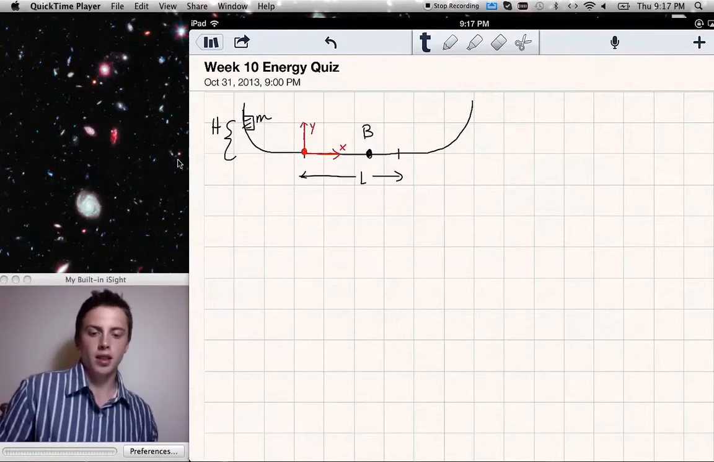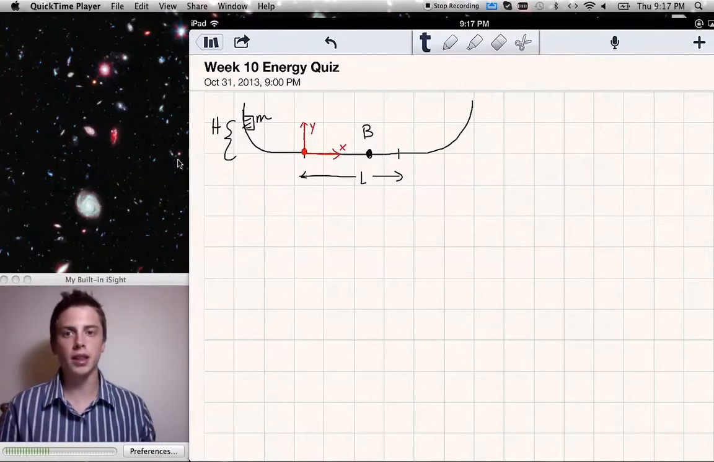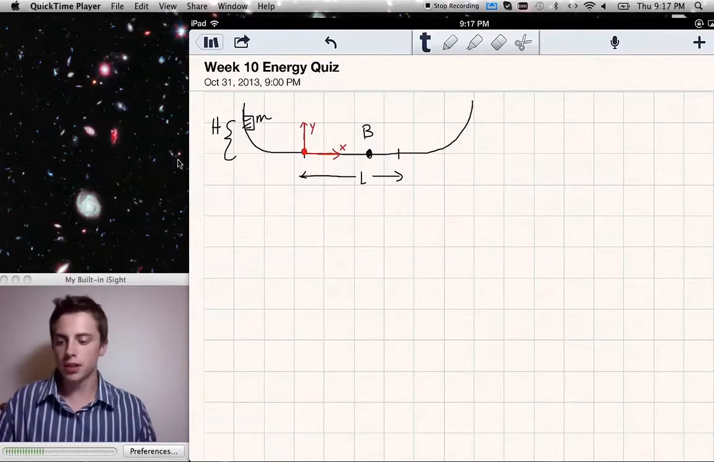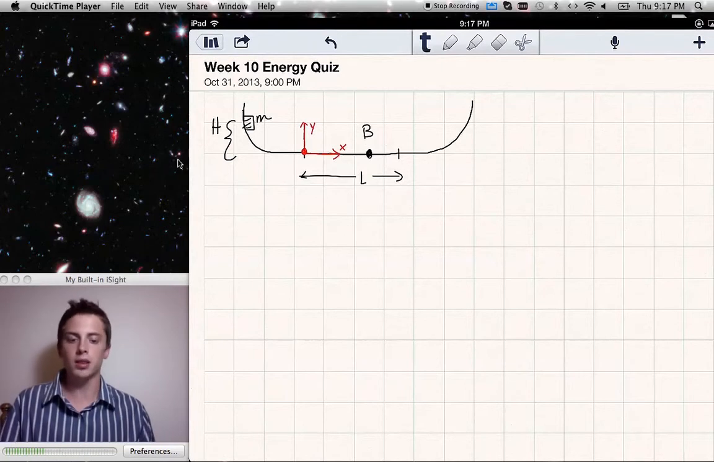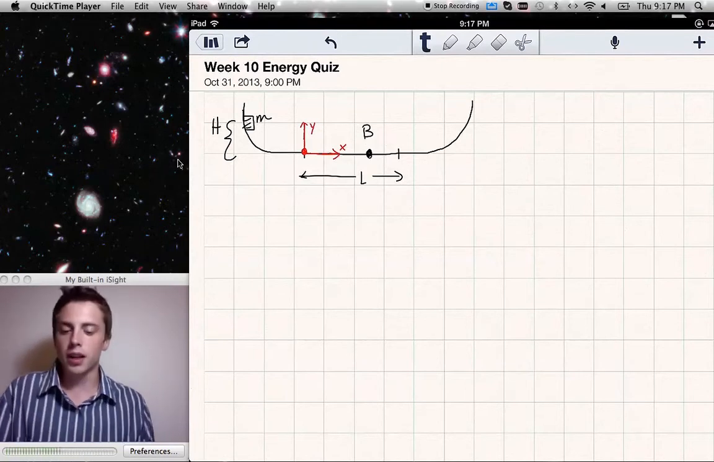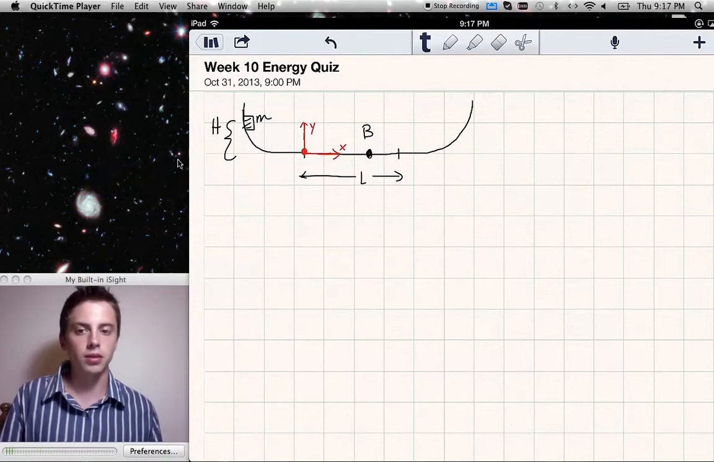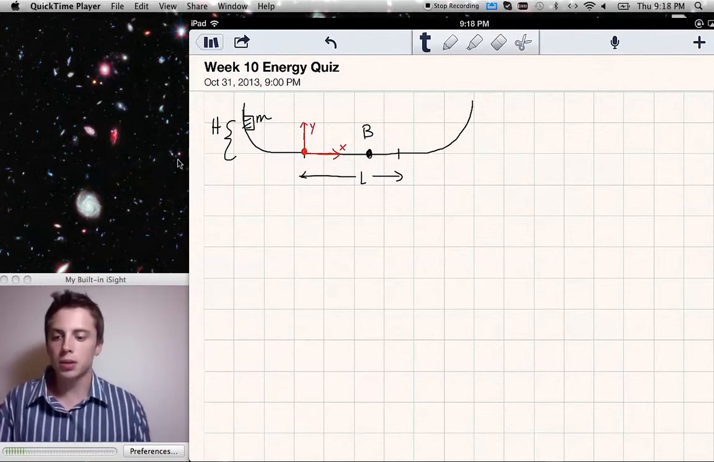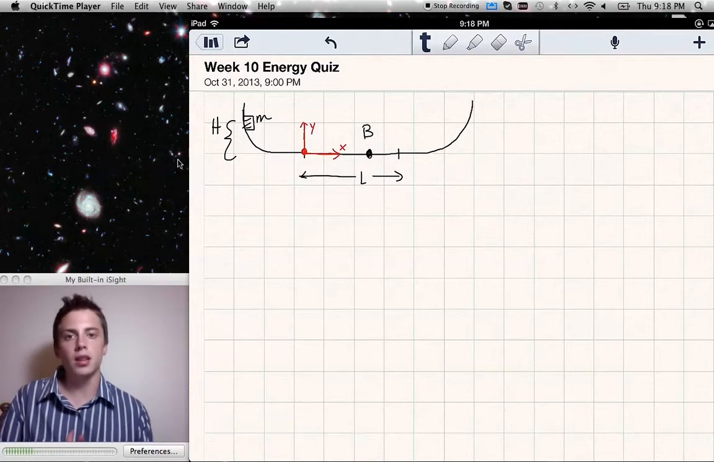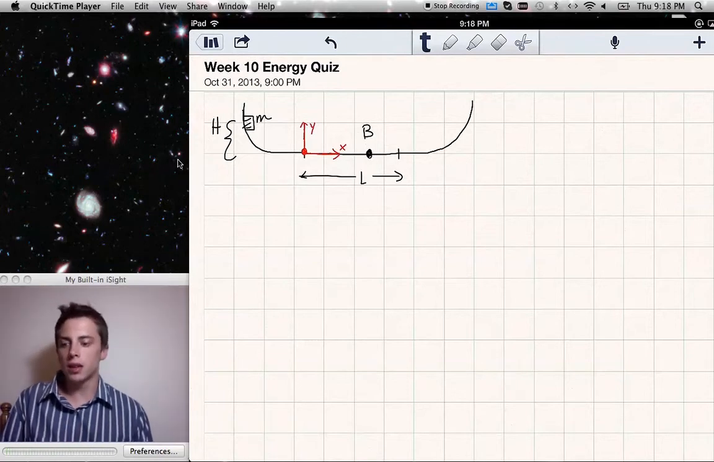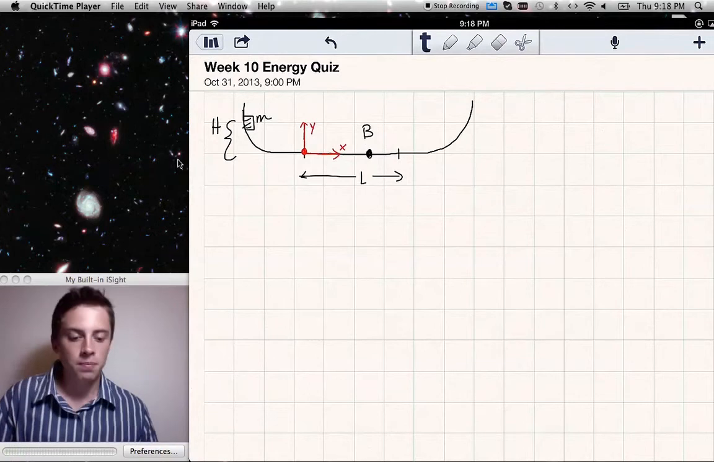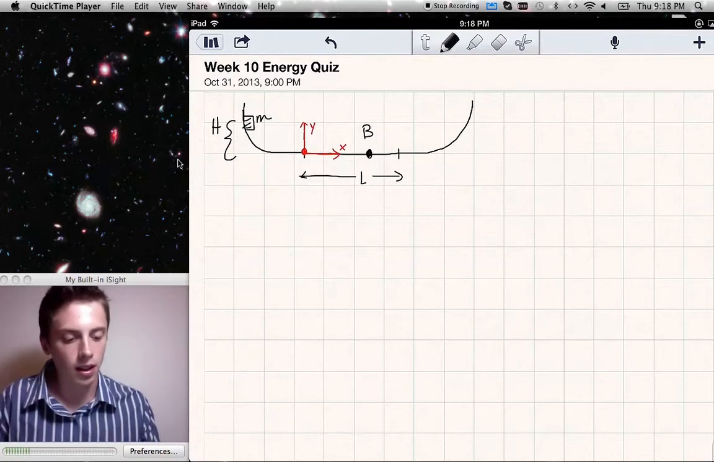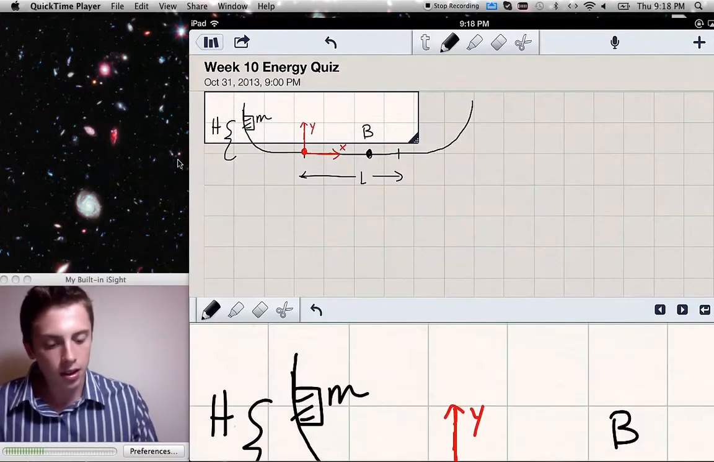Hey guys, so this is the second part for week 10, and I'll be going over the second quiz you took, which was the energy quiz. I have a drawing of what was given on the quiz up here, and I'm also going to put the question in the description, so just go ahead and read the question before looking at this.